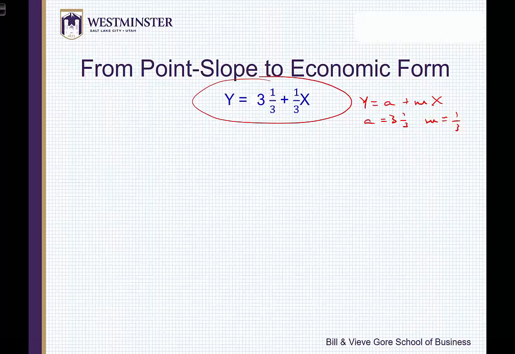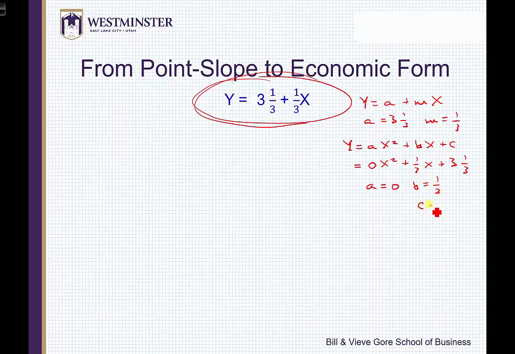Now, if this was the quadratic equation, which in fact this is a quadratic equation, we want to think of it as y being equal to a times x squared plus b times x plus c. So not a and m, but a, b, and c. And unfortunately, a in the point slope is not a in the quadratic. In this case, for our equation, we have 0 times x squared plus 1/3 times x plus 3 1/3, or a being equal to 0, b being equal to 1/3, and c being equal to 3 1/3. So it's a little bit confusing.